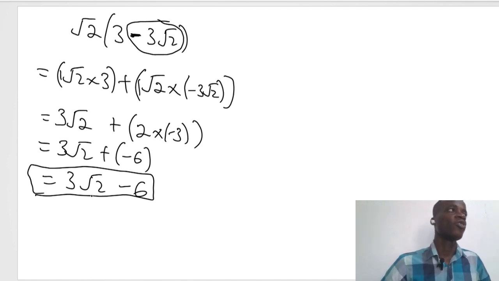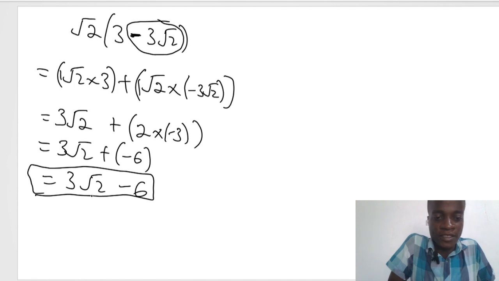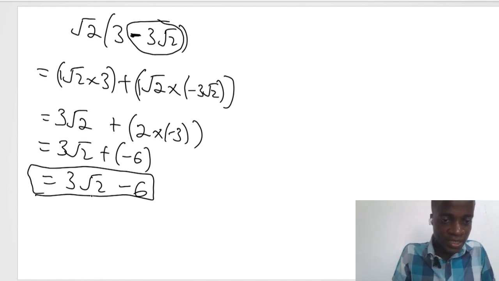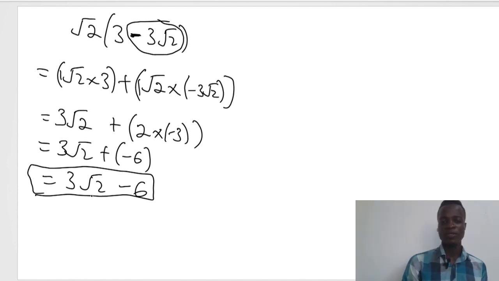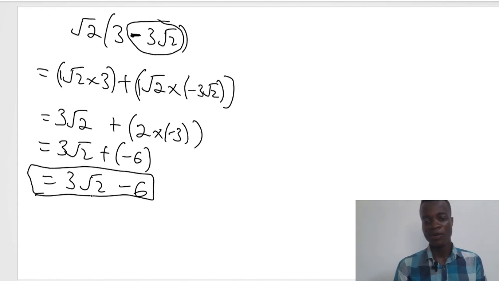For your multiplication and expansions, what we said is that if you are doing expansion or multiplication of surds, those under the square root multiply among themselves, and those outside also multiply among themselves. When you are done, the answer that you get, you try to use your reduction method or whatever method. If it doesn't simplify, then you just leave the answer like that.